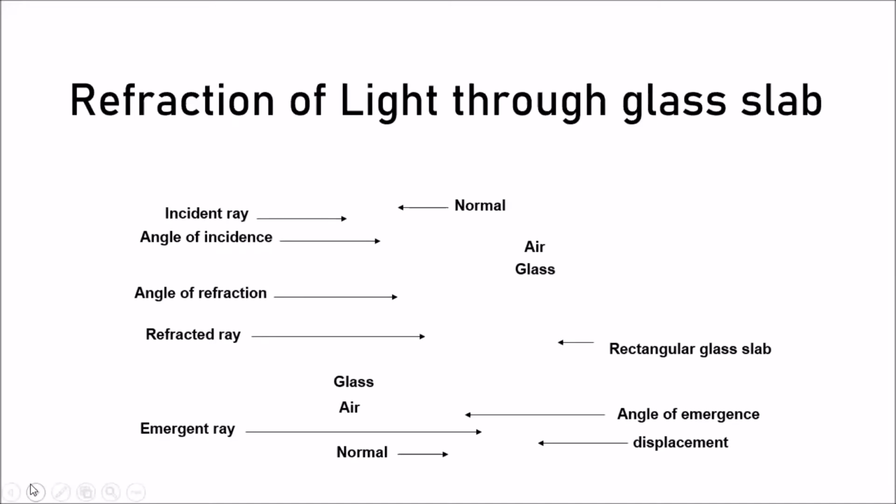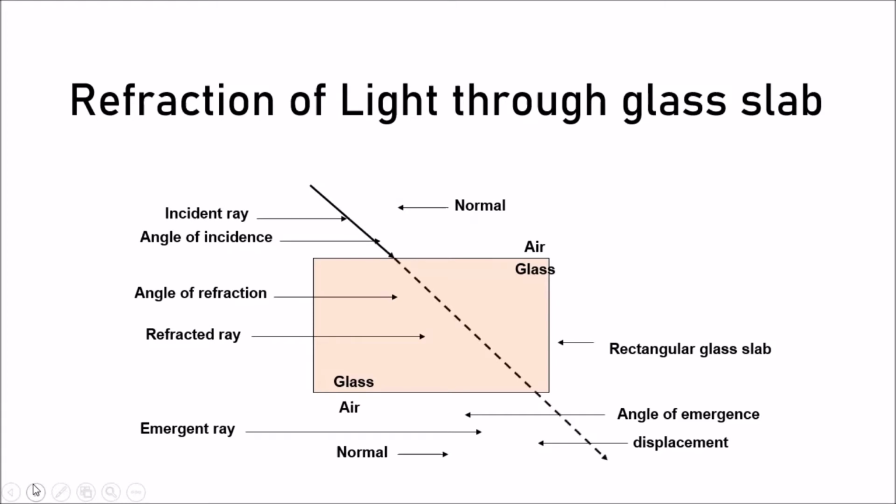So this is the overall titling of the concept of glass slab. We have a glass slab. You can see all the labels are represented here, and you will be seeing the ray of light. This is the incident ray of light, which is passing from air to glass surface, and this is the original path. If there is no glass slab, light will pass this way. But because this is a glass slab, the medium is changing, and light is bending.